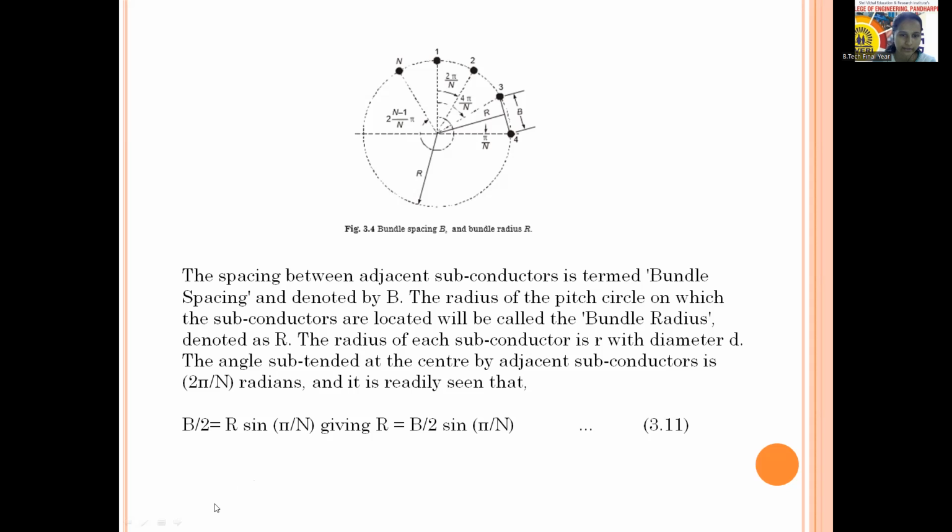It is readily seen that b by 2, here bundle spacing b by 2, is equal to R into sine pi by n. So b by 2 equals R sine of pi by n. This is equation 3.11. This is the standard equation they have given.